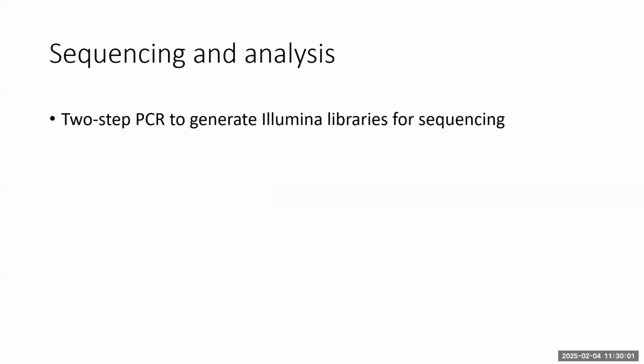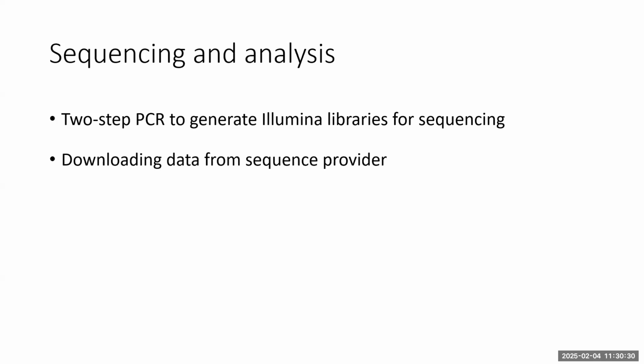Okay, so there are different protocols that you can use for this. A lot of them are published. We used a two-step PCR process to generate Illumina libraries. Again, this is kind of an example because not everyone will use Illumina. Some people use different systems, and so you would have to adapt to whatever you're using. I'll go through what we pretty much did for our screens using the Illumina sequencing.